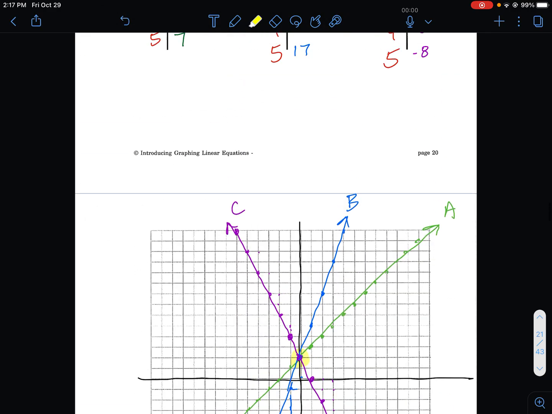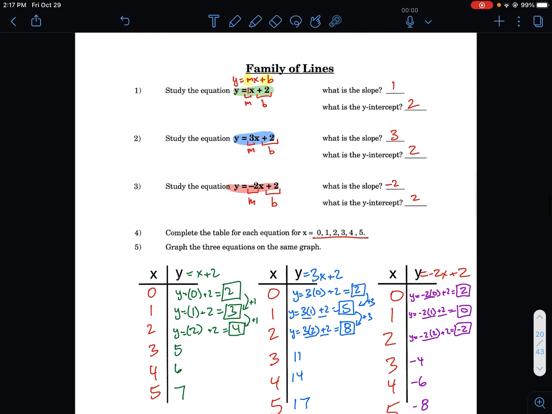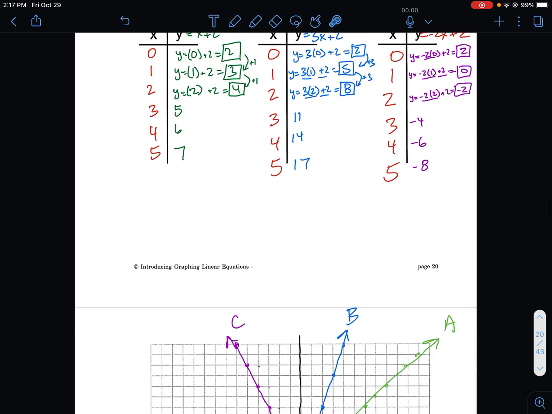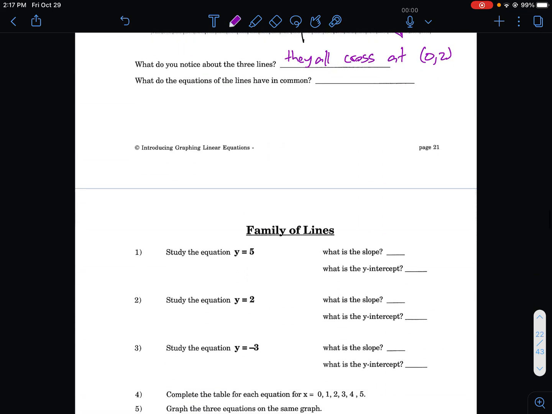What do the equations have in common? Well, let's look at the equations. y equals x plus 2, 3x plus 2, negative 2x plus 2. Oh, they all have a y-intercept in common. Same y-intercept.